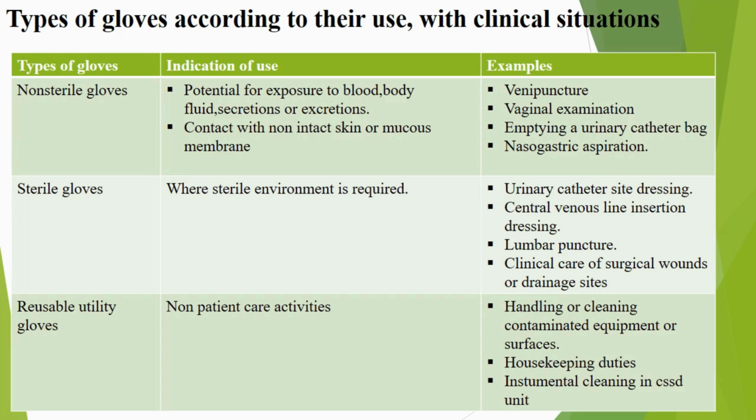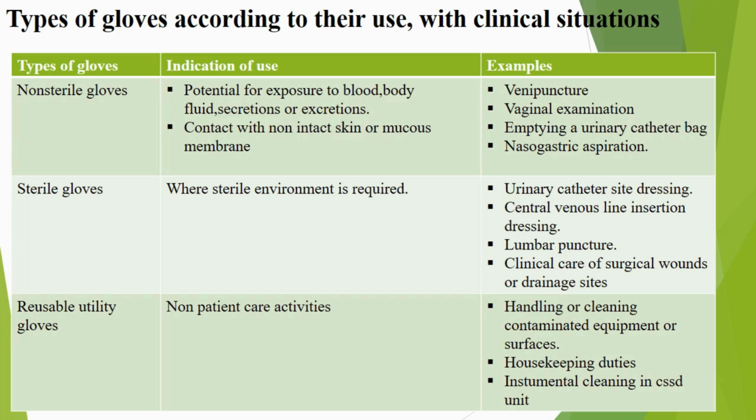So the various types of gloves according to the use with clinical situation. Non-sterile gloves: the indication of use is potential for exposure to body fluids, blood, secretions, or excretions, contact with non-intact skin or mucous membrane. The examples include venipuncture, vaginal examination, emptying of a urinary catheter bag, nasogastric aspiration.